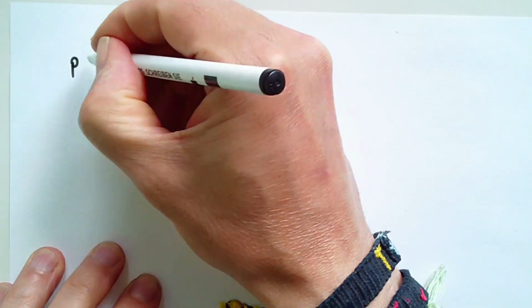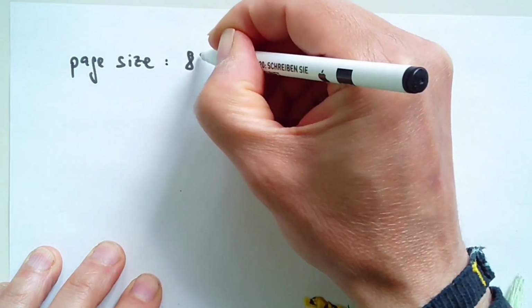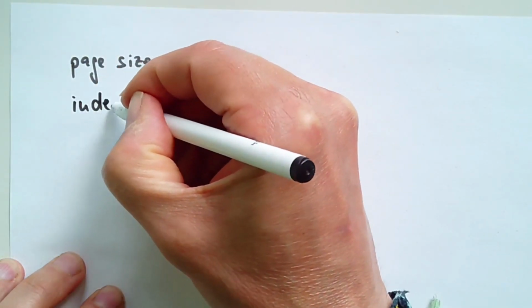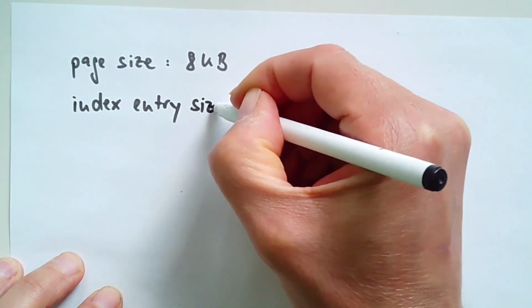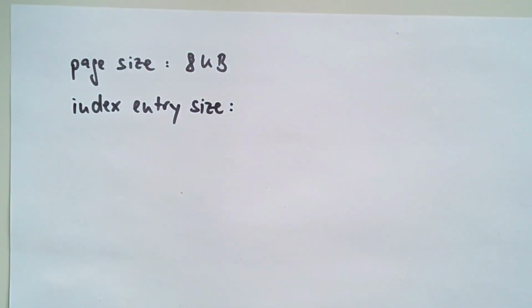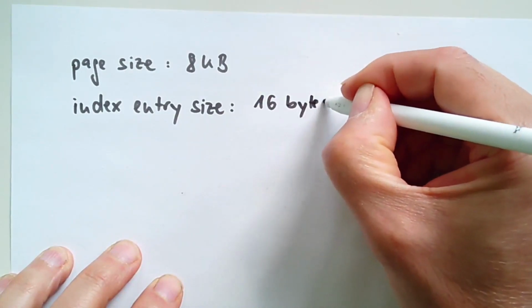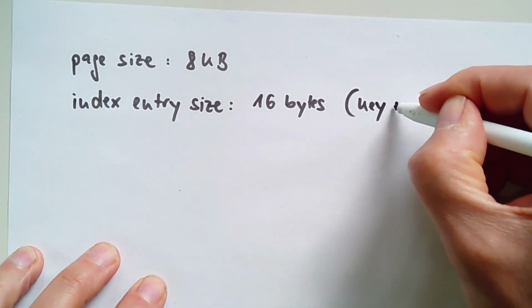Can you see that? Yes. So if the page size is 8 kilobytes, this is what we were assuming all the time, and the index entry size, one index entry is a separator value plus a RID, and that would be 16 bytes in PostgreSQL. So that would be the key and the separator and the page pointer.